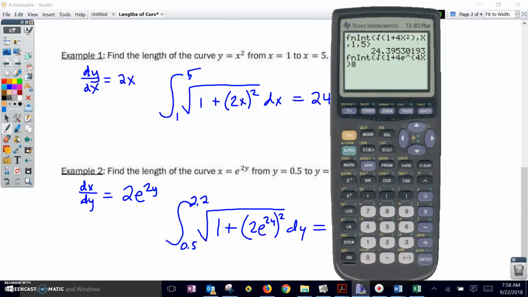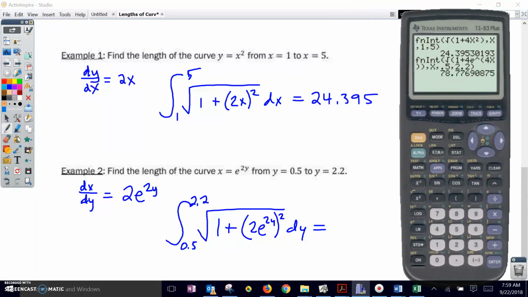And again, as usual, my calculator is going to be using x instead of y when I type in my integrals. Make sure I typed all that in correctly. Okay, close the square root. Should be good to go. And we get that the length of this curve is 78.777.